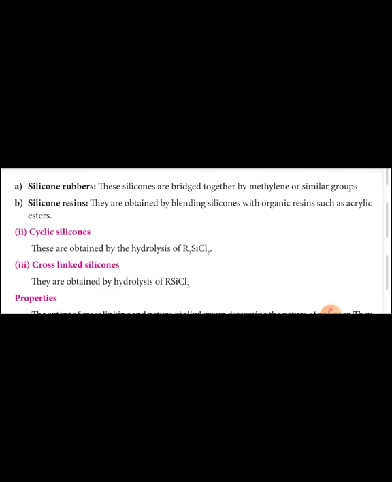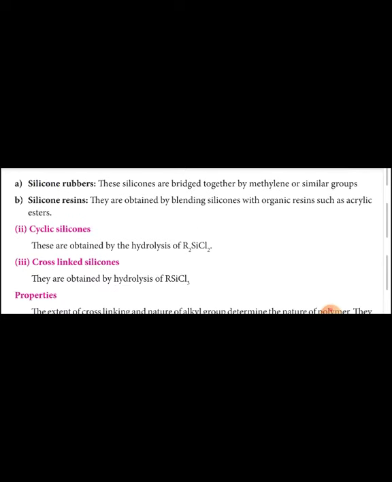The second type is silicone rubber. Don't forget, an example of linear silicone is silicone rubber. These silicones are bridged together by methylene, that is the CH2 group. And silicone resins are obtained by blending silicones with organic resins such as acrylic ester. It is a type of ester, so the higher the molecular weight, the more it forms a resin type.